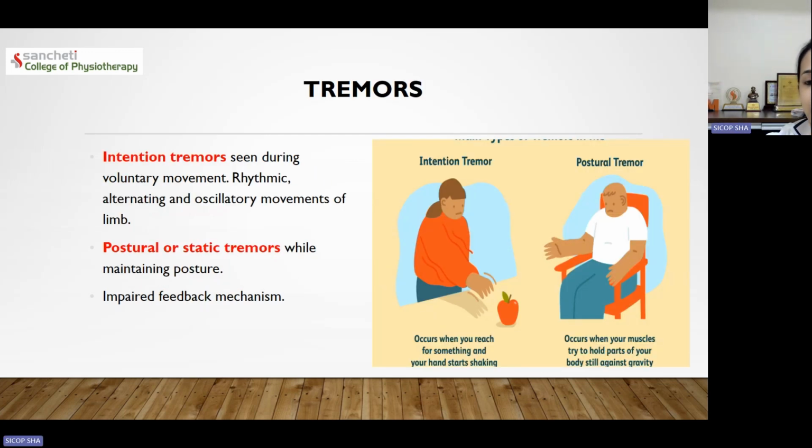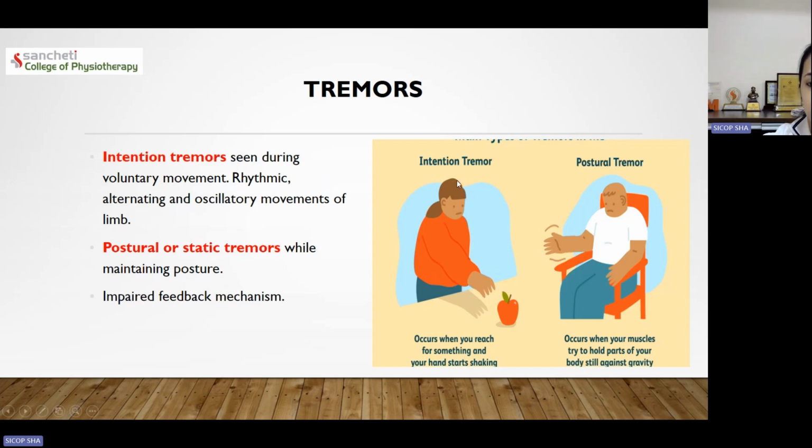Let's dive into the next clinical sign, that is tremors. What is tremor? Tremor is involuntary movement of the limbs. This involuntary movement of the limbs can be seen at two instances. You can see at the right side, there are two instances over here.